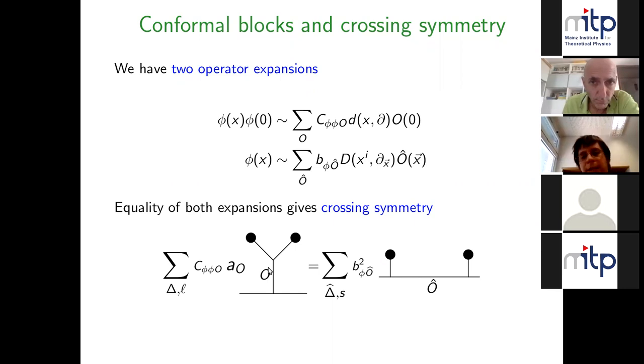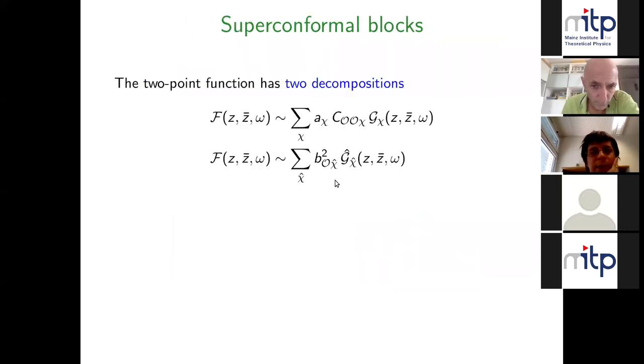So this is crossing, and as you know, the goal of the bootstrap is to try to use this equation in order to solve for the CFT data. So now that we have reviewed the basic tools of the defect bootstrap, let's go back to our supersymmetric example.